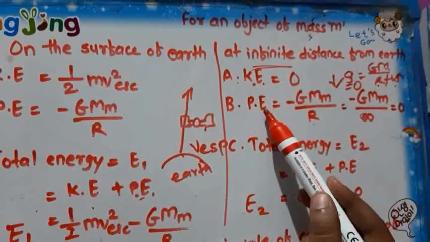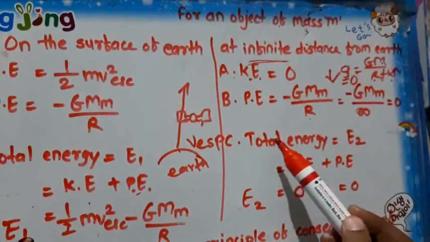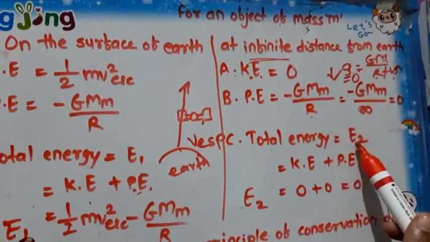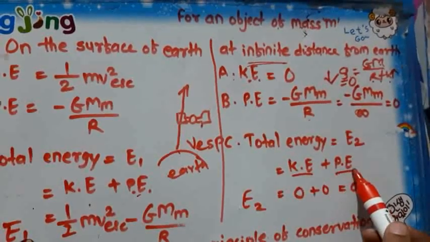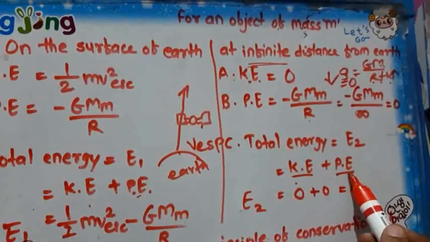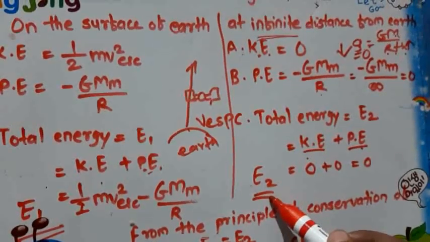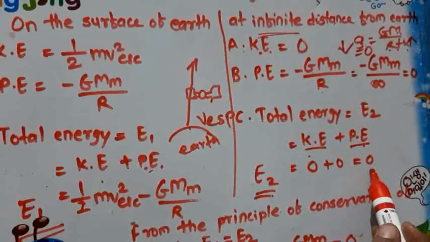So potential energy contained in the object will be 0. Now the total energy contained in this object is, suppose, E2. That will be the addition of kinetic energy and potential energy. As both the energies are 0, the total energy in the object at distance infinity will be 0.